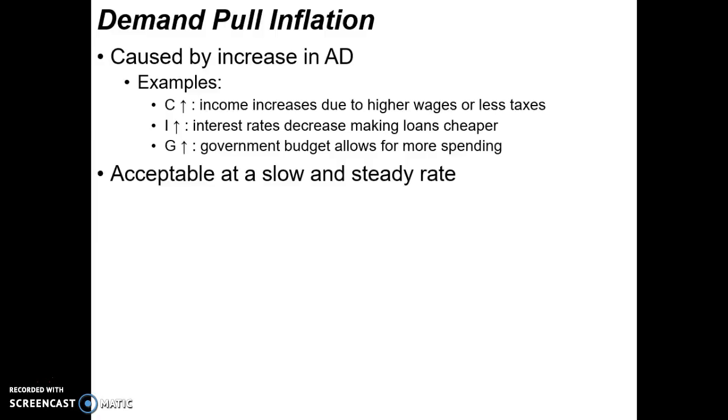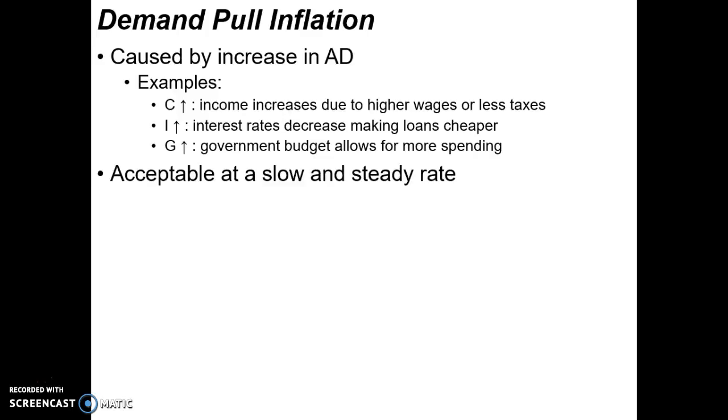So let's talk about the two major types of inflation. The first is demand pull. Demand pull is caused by an increase in aggregate demand, thus the name demand pull. Some examples of what would lead to an increase in AD: maybe consumption goes up because income increases as wages increase, or maybe taxes are decreased. Maybe investment increases because interest rates are lower, and that makes loans cheaper, so firms are more eager to invest.